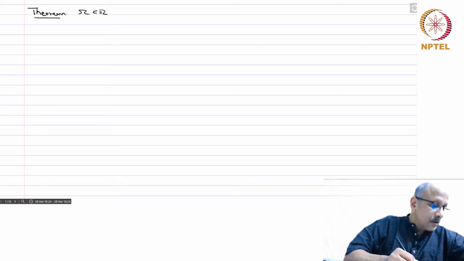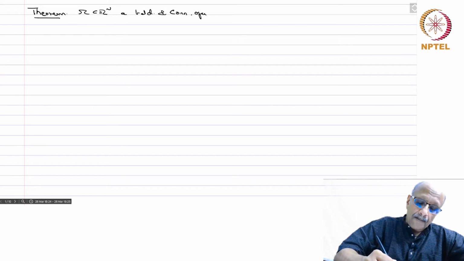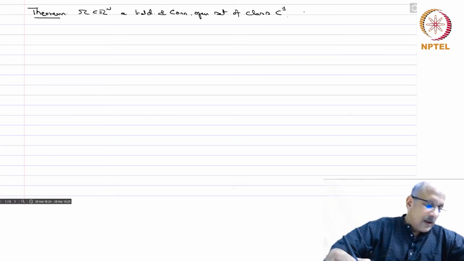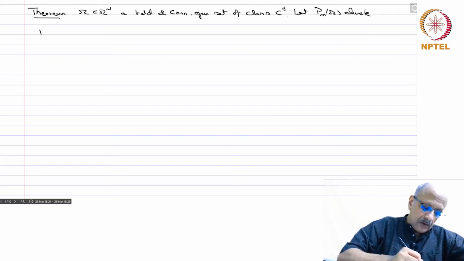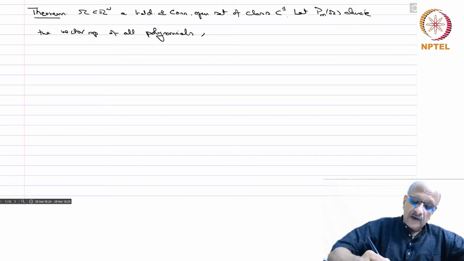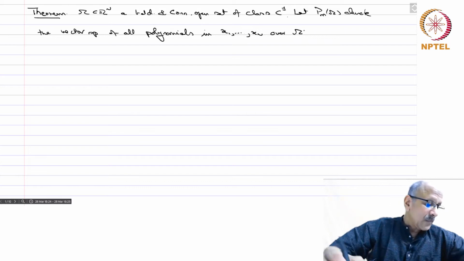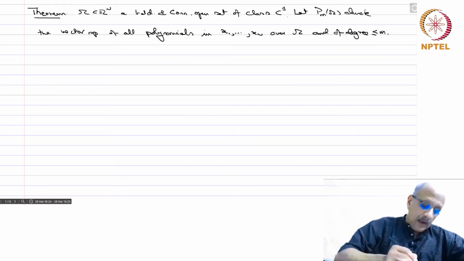Let Omega in R^n be a bounded and connected open set of class C^1. Let P_m(Omega) denote the vector space of all polynomials in the variables x_1, ..., x_n over Omega and of degree less than or equal to m. Let 1 less than or equal to p less than infinity.